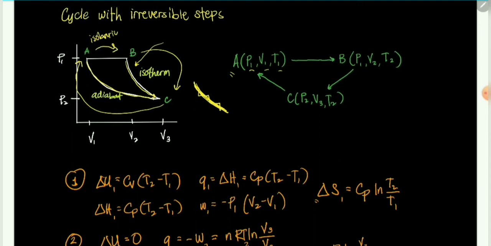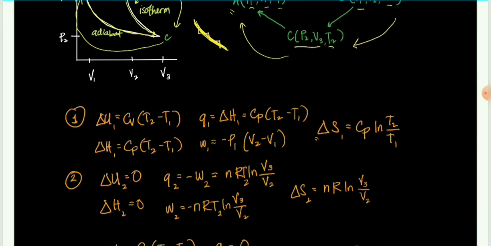Tapos when it undergoes an isobaric process, the pressure is maintained, but the volume and temperature changes. So after the isothermal step naman, yung temperature ay na-maintain while the pressure and volume is changed. So after ng iyong adiabatic compression, bumalik yung ating state dun sa initial from C to A. Okay? So now let's calculate the internal energy, enthalpy, heat, work, and entropy for each step. So for the first step, the delta U1 is CV times T2 minus T1. So T2 is the temperature at B, yung T1 is temperature at A.